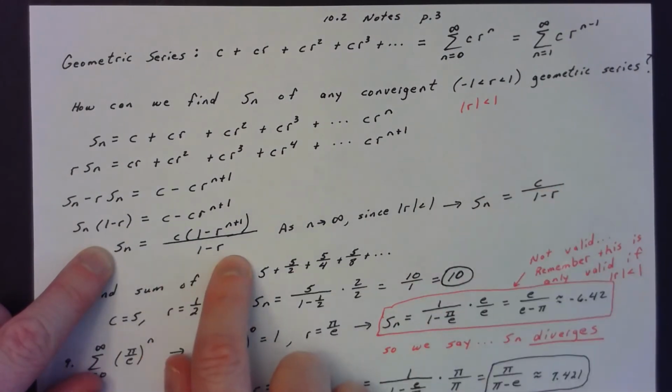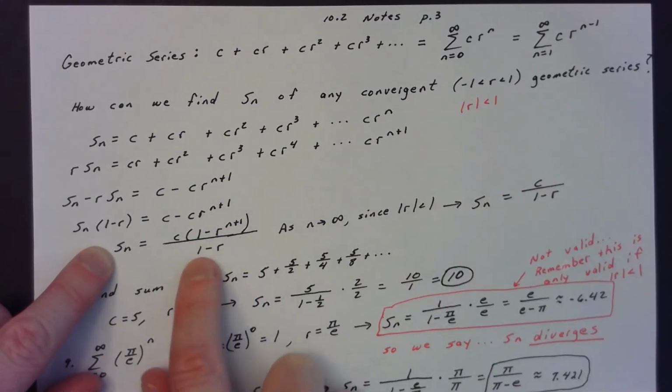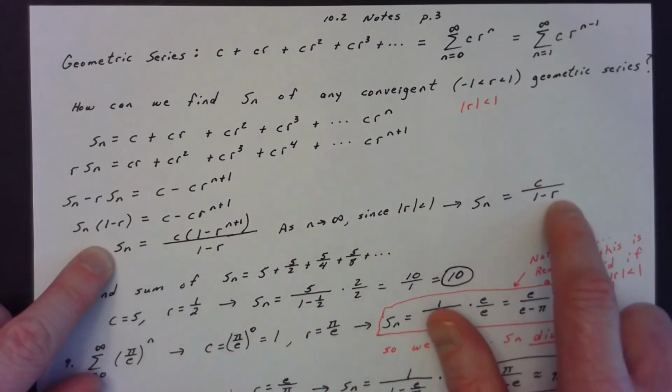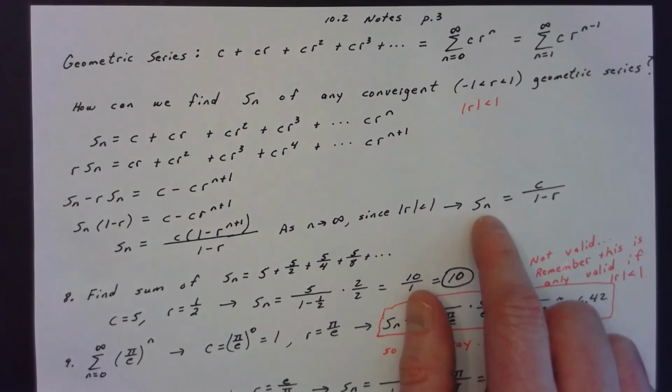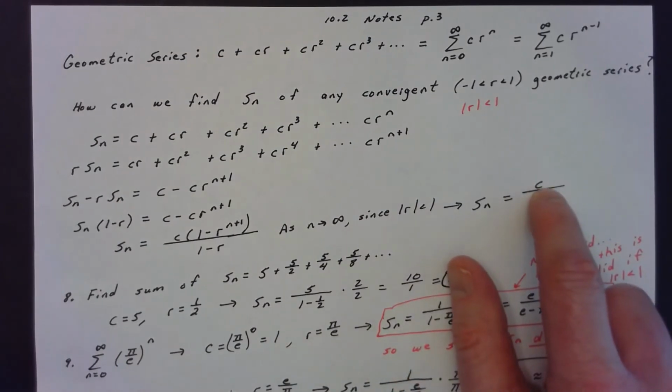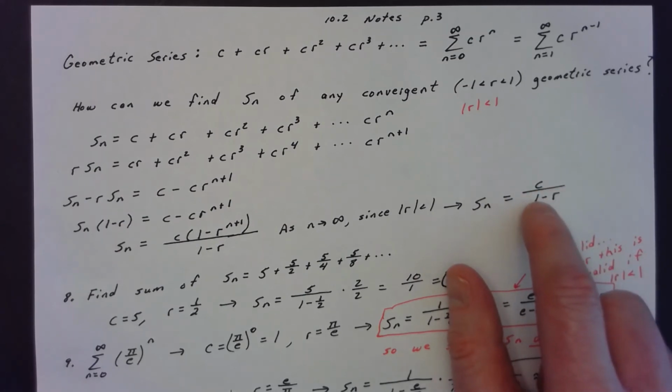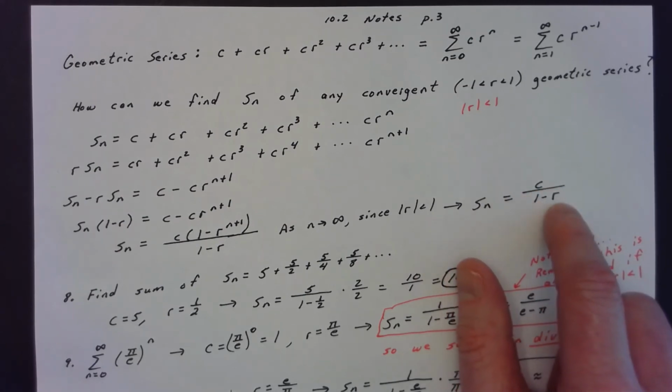Now your r did not disappear in the denominator. It's not raised to the n power, so you have c over 1 minus r. So we can say the infinite sum of any of these geometric series is just whatever the first term of the series is. C is always the first term, divided by 1 minus the common ratio.